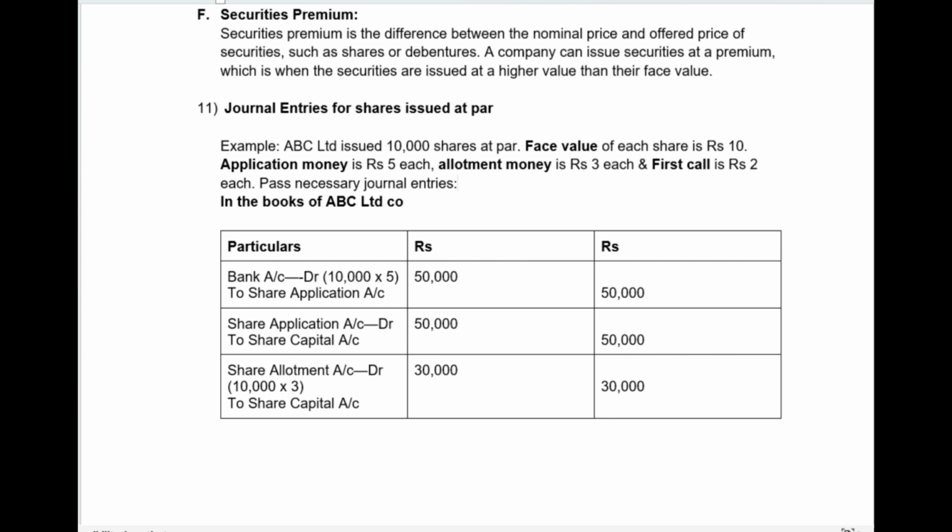The application money is rupees 5 each, the face value of each share is rupees 10, and the face value is bifurcated into the following: application money rupees 5 each, allotment money rupees 3 each, and the first and final call money rupees 2 each. So it means here the company is collecting the entire call money through only one call, that is the first and final call. So pass the journal entries.